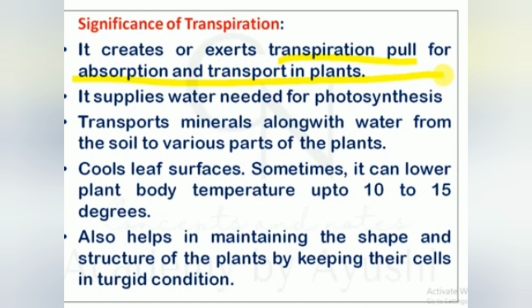Next significance is ascent of sap. It sets up a transpiration pull which helps in the upward movement of water from roots to the top of the plant. Transpiration has some disadvantages also. A lot of energy is wasted in absorbing and lifting extra water which is lost through transpiration.